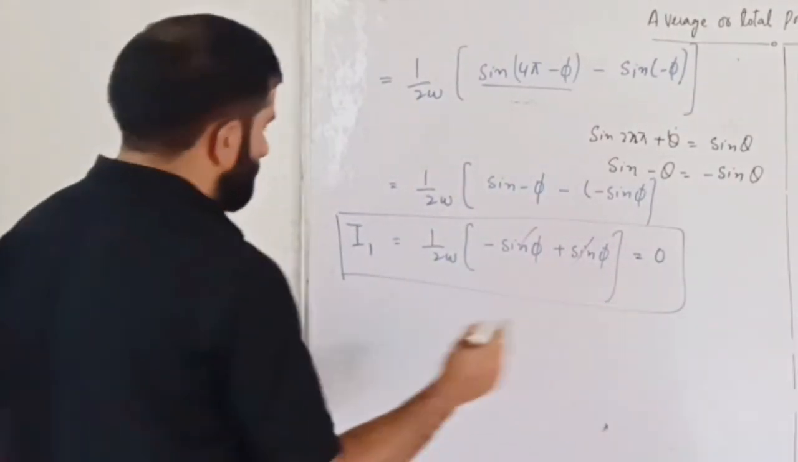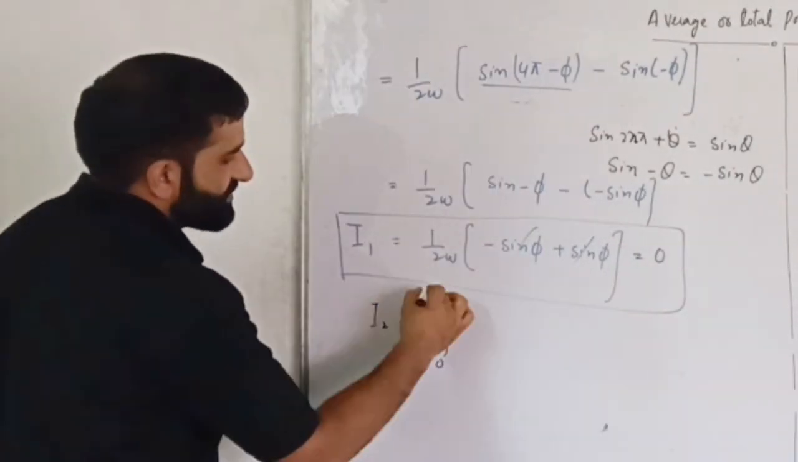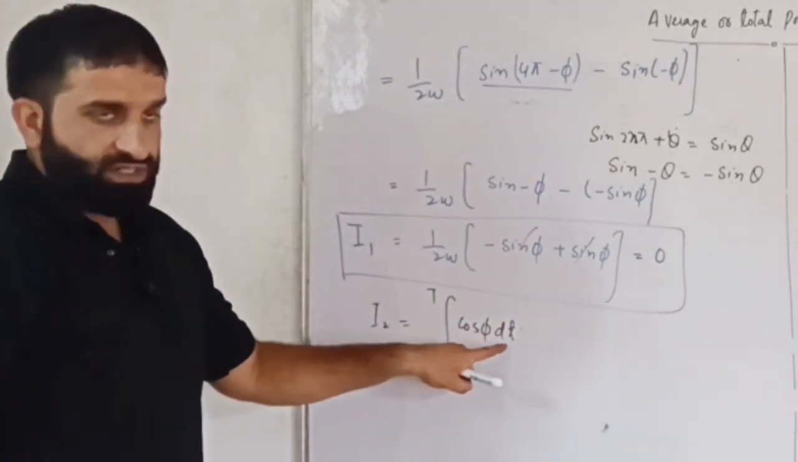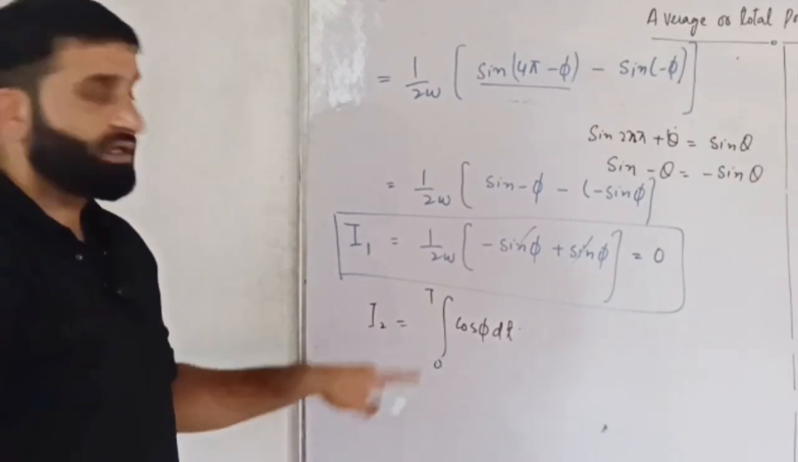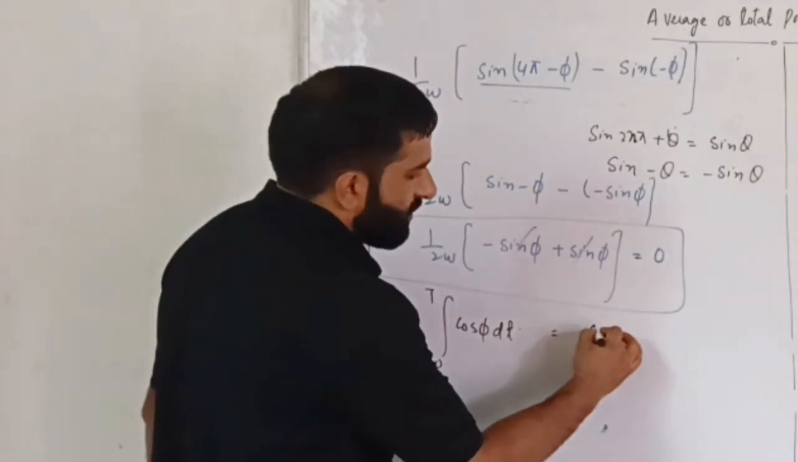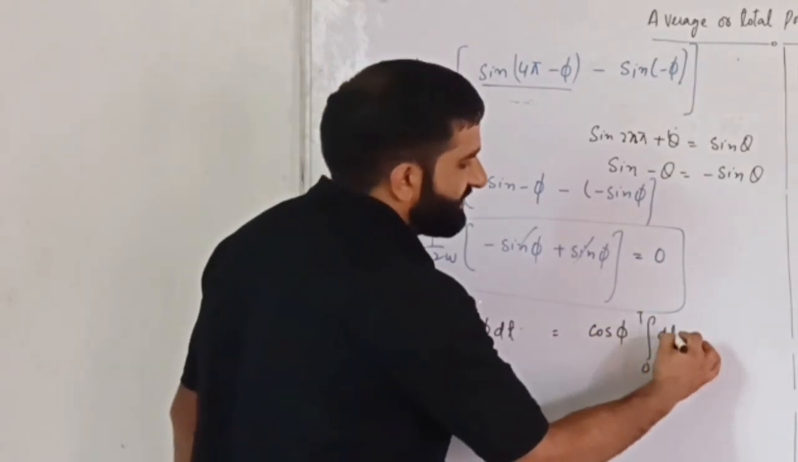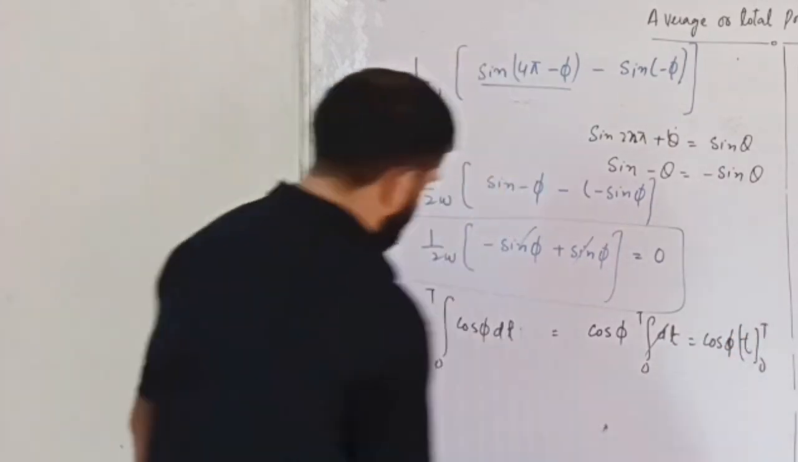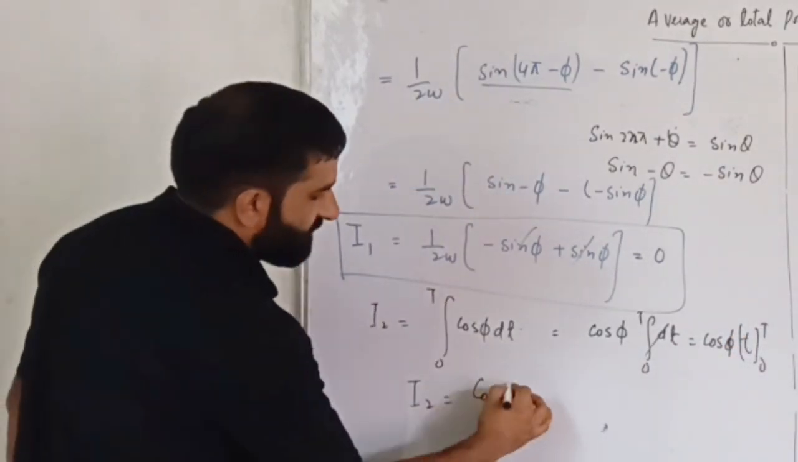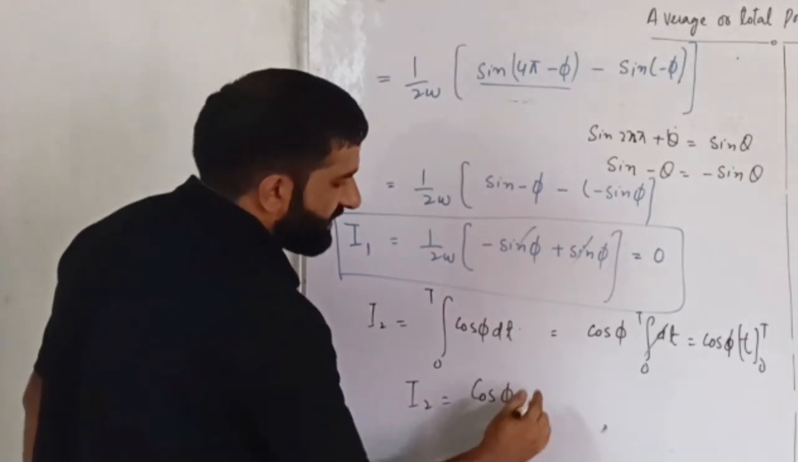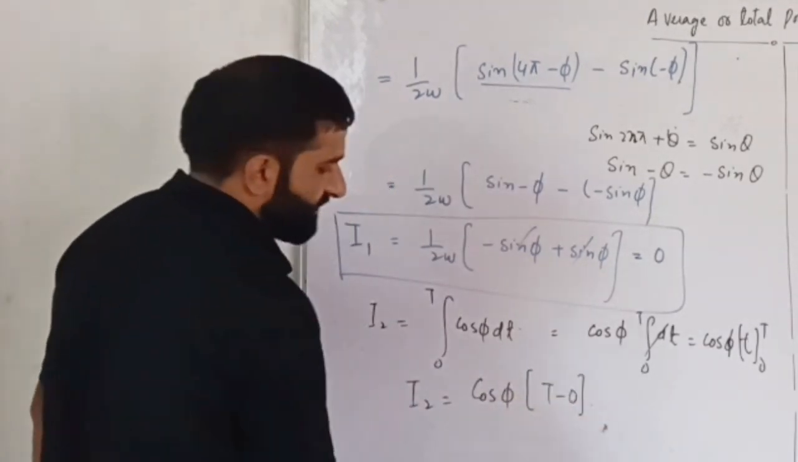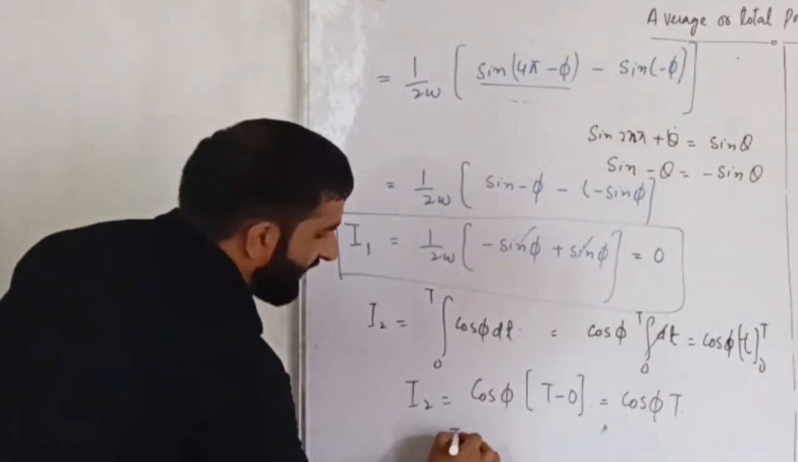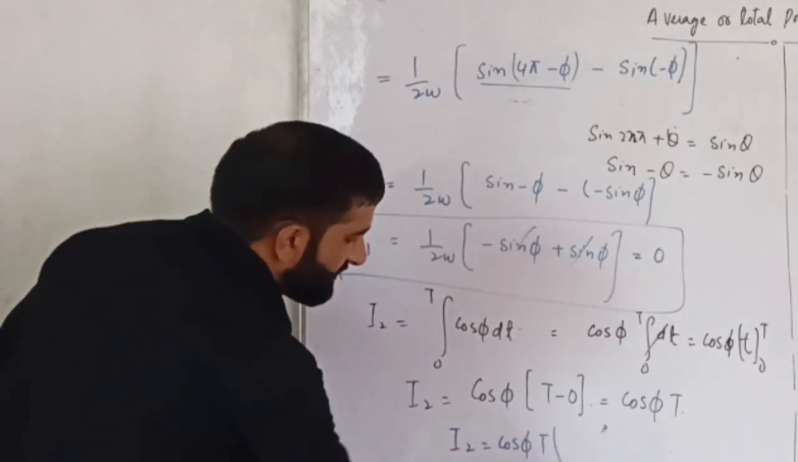Now solving for the integral I2, that is I2 is equal to integration from 0 to t of cos phi dt. Now we are integrating with respect to time, that means this cos phi is a number, a constant. So taking cos phi out of the integral sign, we have cos phi, integral from 0 to t of dt. That is equal to cos phi into t with the limits 0 and t. Now I2 will be equal to cos phi into t minus 0. That will be equal to cos phi into t. That means we have got the value of integral I2 as cos phi into t.